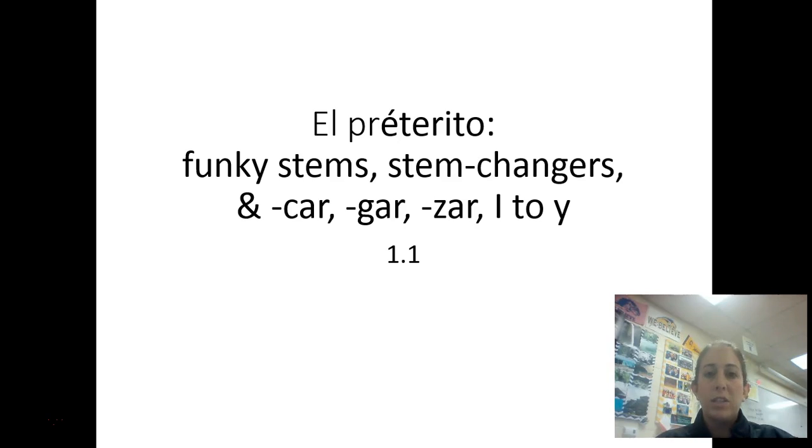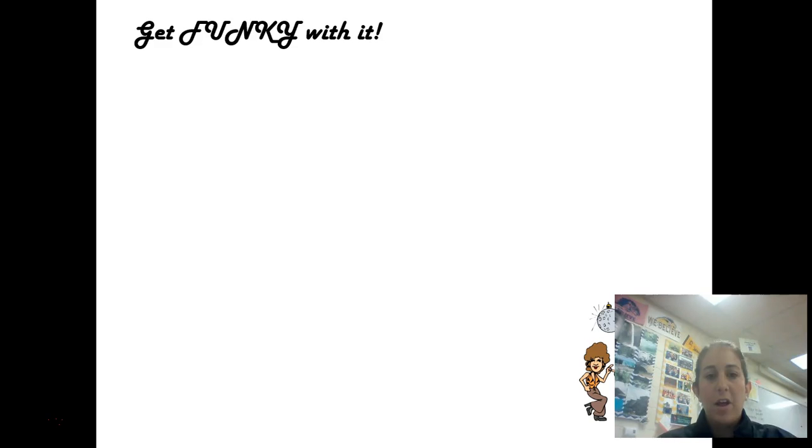So that's one of our goals in Spanish 3, to really work on your comfort level in getting all of the language all at once. So please make sure that you take some good notes and jot down any questions that you have. So let's get started. Our first topic is going to be funky stems.